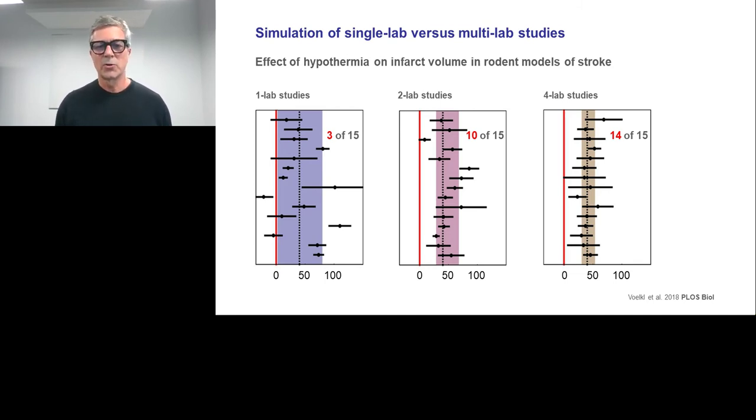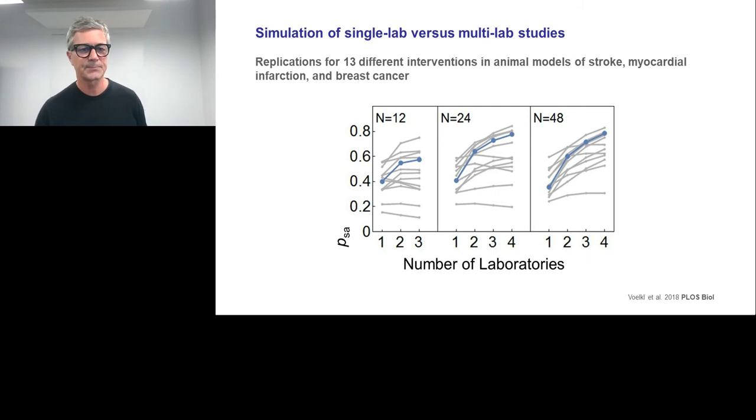And it is important to note that these multi-lab studies include exactly the same number of data points as the single lab studies. So it's not a matter of sample size. It's simply a matter of sampling across a wider distribution of data, as it occurs when experiments are conducted across multiple labs. We replicated this analysis for 13 different interventions in animal models of stroke, myocardial infarction, and breast cancer.